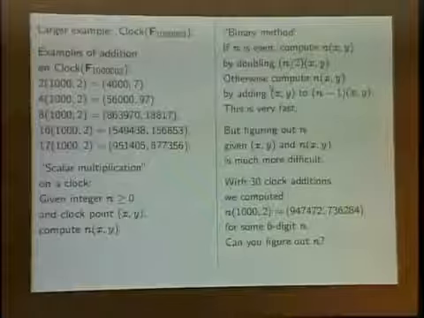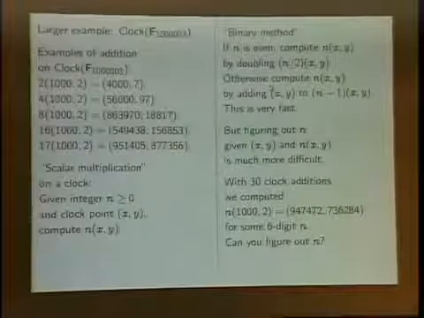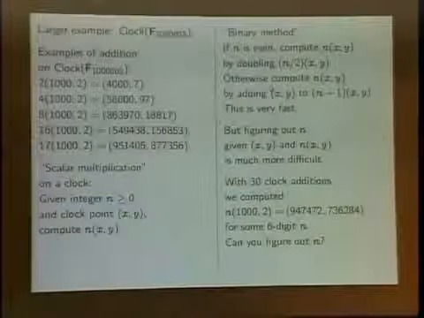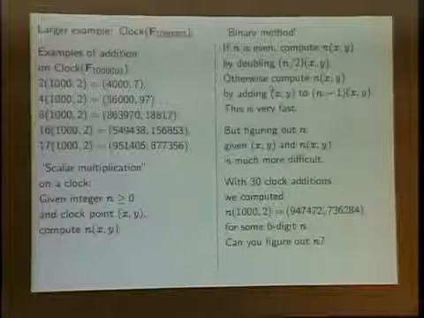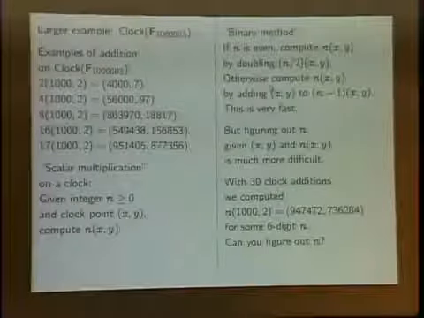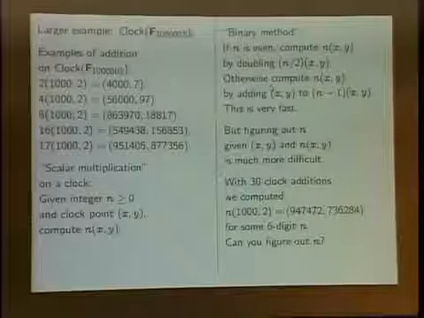If you're given a curve point p, and you're given an integer n, you want to compute n times p, you can do that really fast. But what's really hard is, suppose you're given a curve point p, like an x comma y, like this 1,000, 2, and you're given the result of doing this scalar multiplication. Would you have guessed, if somebody tells you that 951,405 and the 877,356, that that's 17 times the original point?